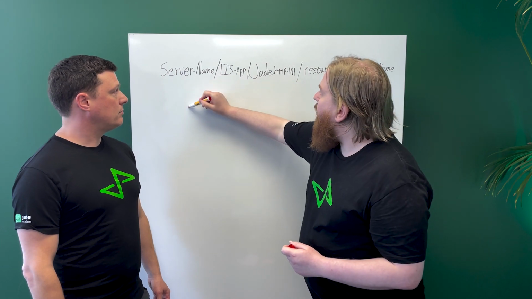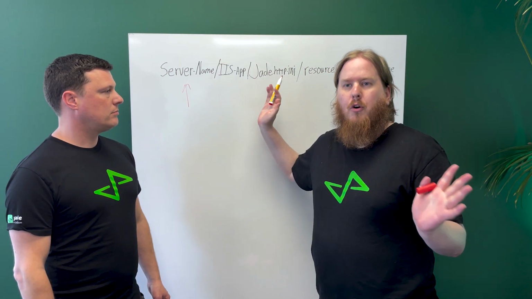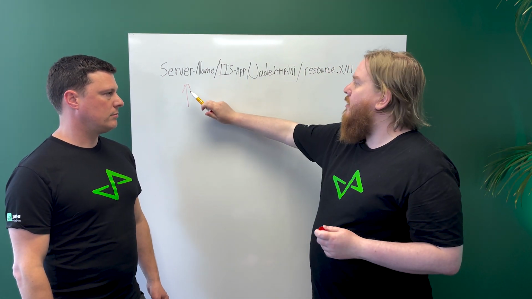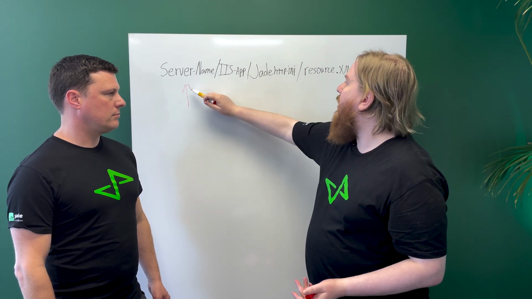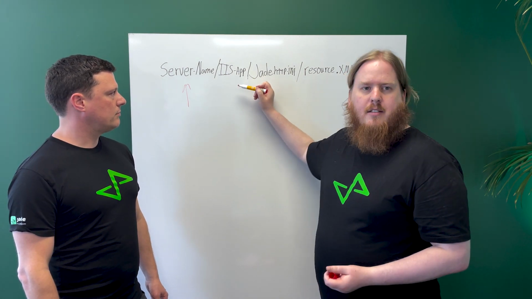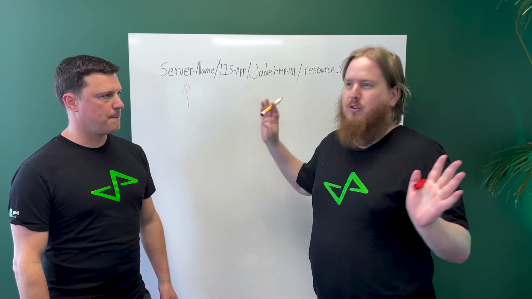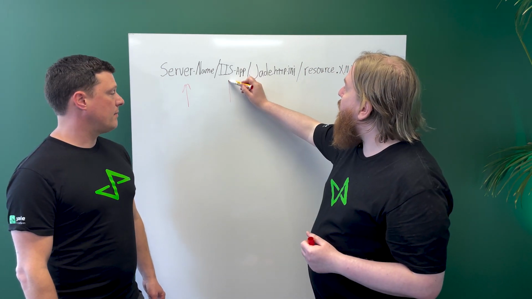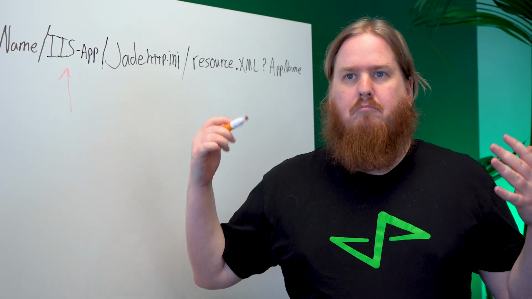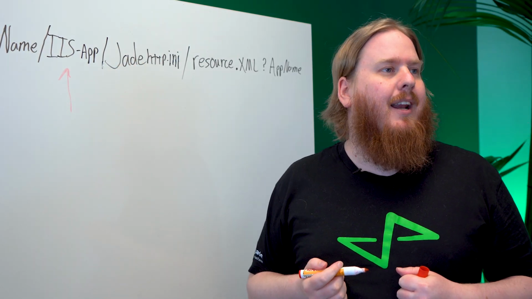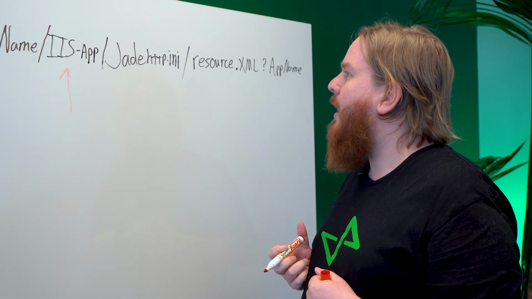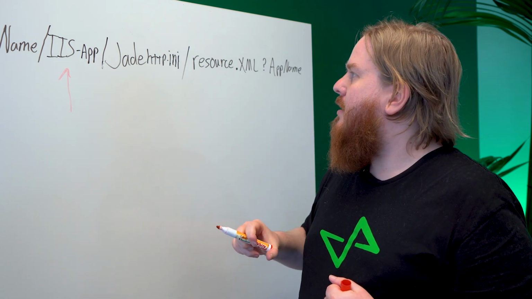This server name is going to be localhost or whatever it is, wherever the server is on the internet, you're always going to need that part. This IIS app, that's going to be something like Jade REST or My Shop 123, whatever it is, that's going to be within IIS telling IIS what particular REST service we're doing. We're also always going to need that.